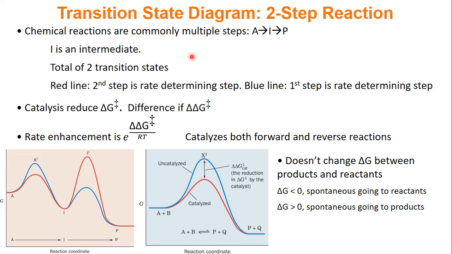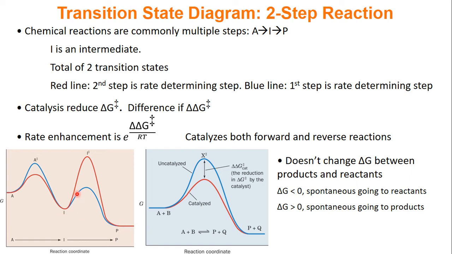Now, normally chemical reactions are multi-step. So here we have an intermediate being formed that we're going to call I. And if that happens, we have two transition states. So if A goes to I goes to P, our first reaction is A going to our first transition state, A double dagger. Then we go down to I. I goes to our second transition state, I double dagger. And finally, we go down to P. So you see I is an intermediate because it's low in energy. So you're going to have some of I build up before you go to P.